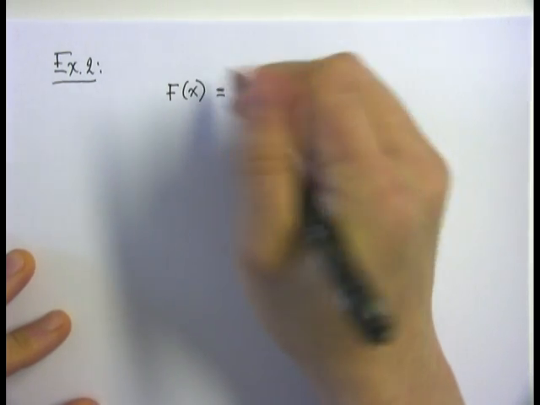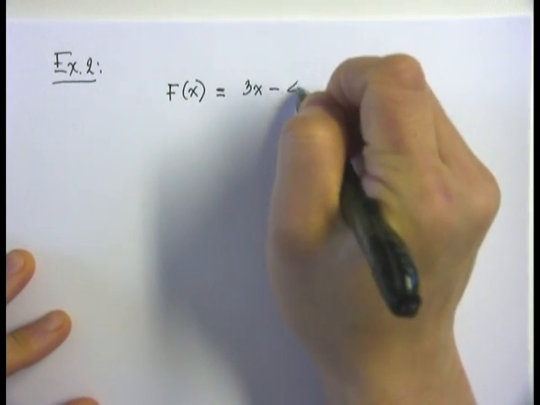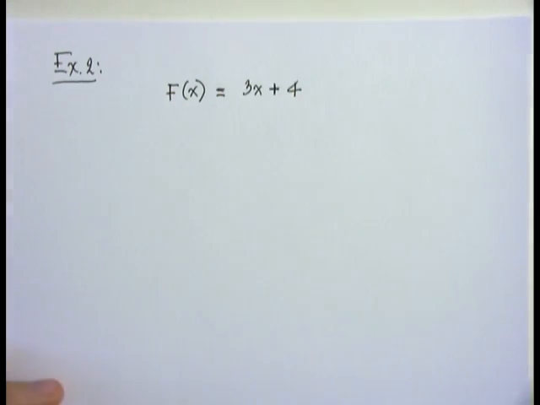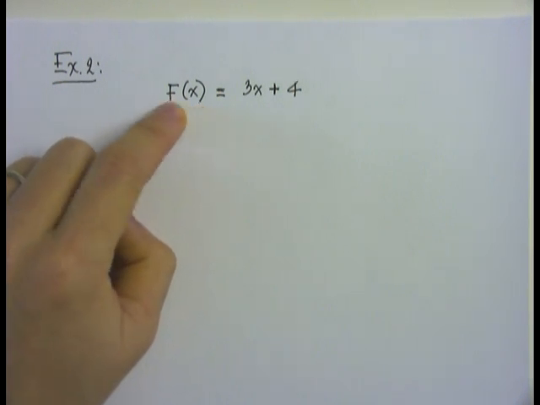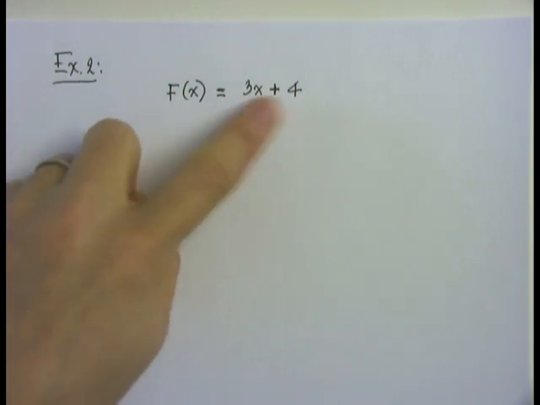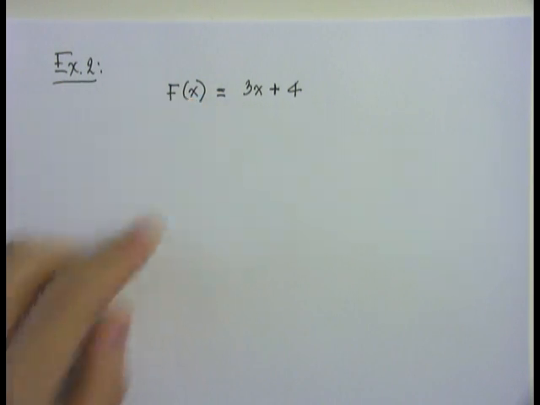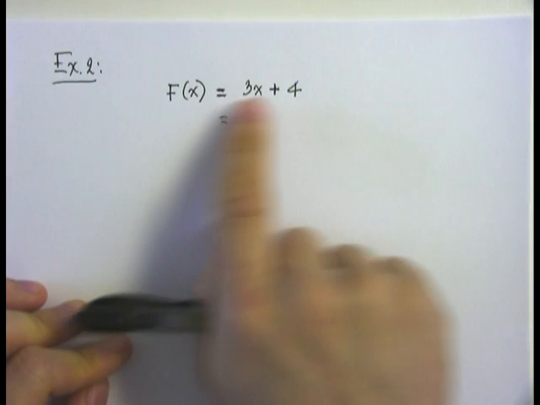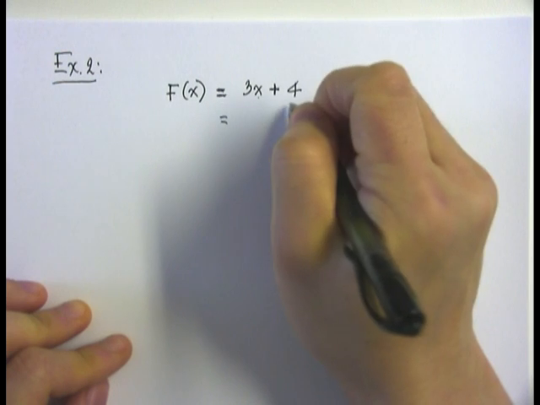So what my function does to the x input is it's going to do 3x minus 4. Or how about plus 4? I changed my mind. So the function's name is capital F. Anywhere you see the x in the formula of the function, it's the input argument of the function. And here, what the function does to the input is multiply the input by 3 and add 4.